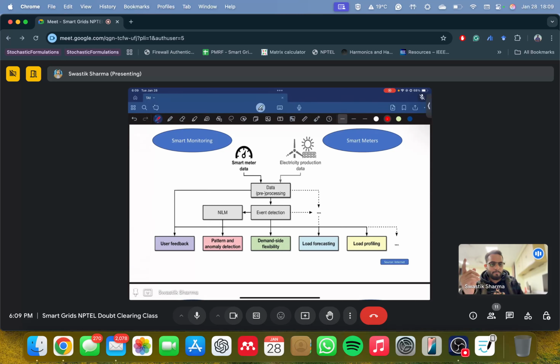Right now, people have come up with these smart meters. They have so much data. So how can they use this data to convince the customer to decrease their load at specific points of time? They take the smart meter data and the electricity production data, let's say you have solar PV installed at your home. They take that data, do some processing, and detect events.